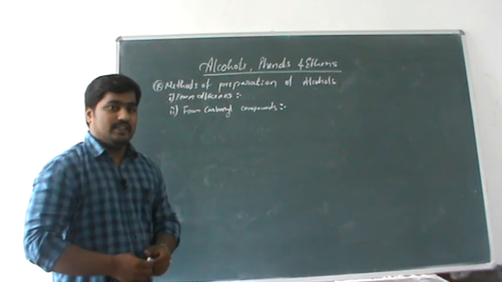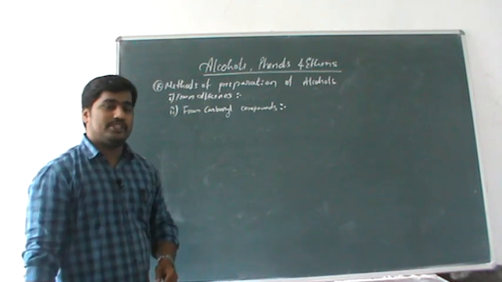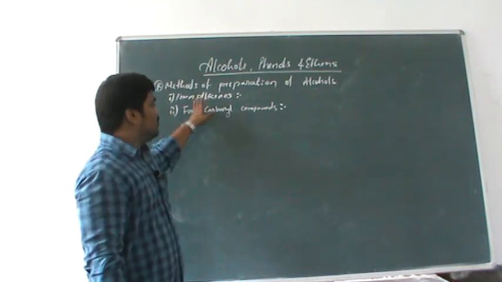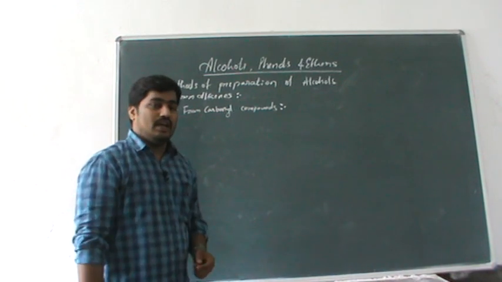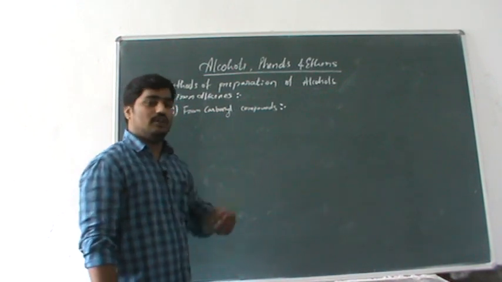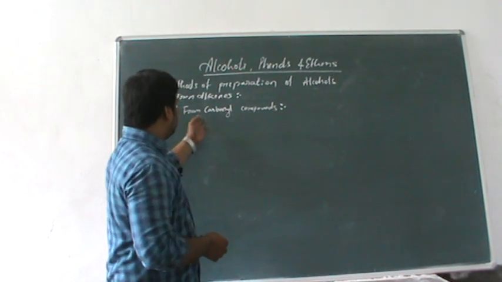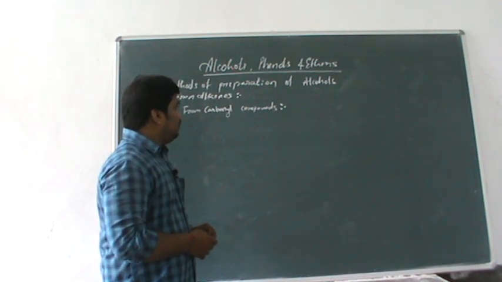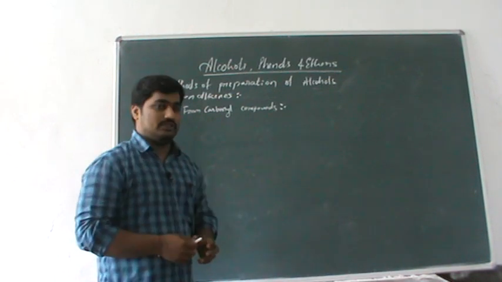Hi friends, in the previous video or session we discussed the methods of preparation from alkenes. There are two different methods: one is hydration and another one is hydroboration oxidation. In this session we are going to discuss another method of preparation, that is from carbonyl compounds.